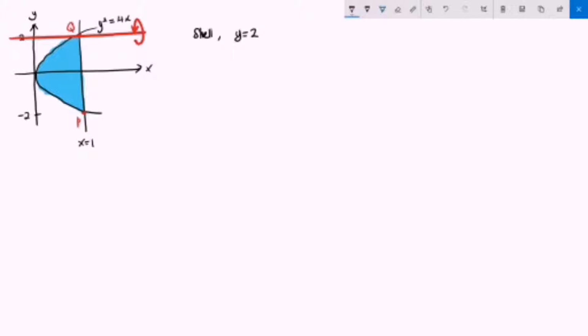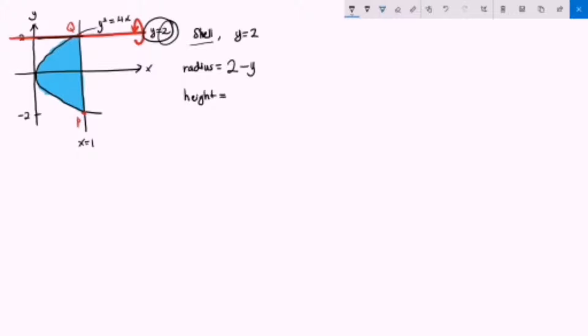So for the shell method, we first have to determine the radius. The radius is given by, this is y equal to 2, all right? Since the shaded region is below the axis of rotation, and this is 2, the radius will be 2 minus y. If the shaded region is above the axis of rotation, maybe somewhere around here, then the radius would be y minus 2. But now the shaded region is below the axis of rotation, so 2 minus y. And then we'll have to find the height of the shaded region.